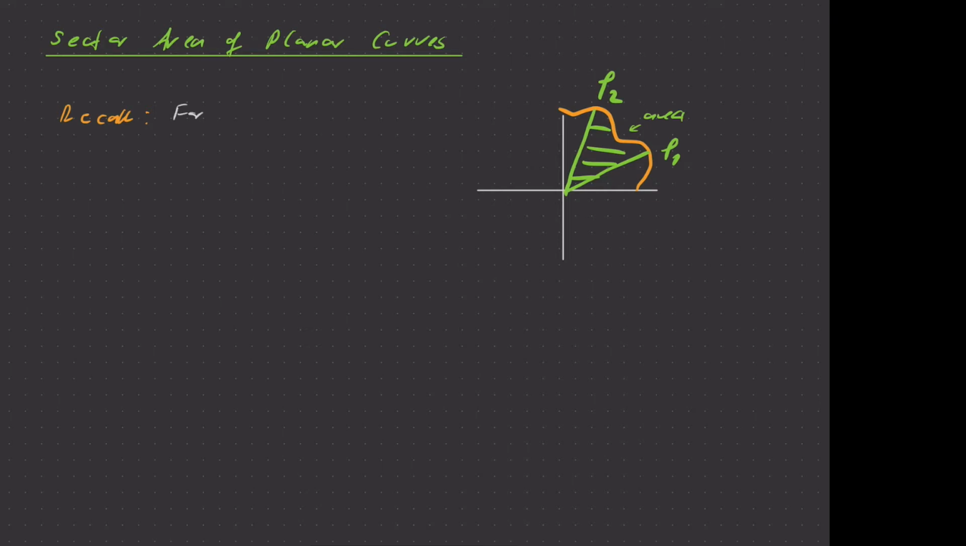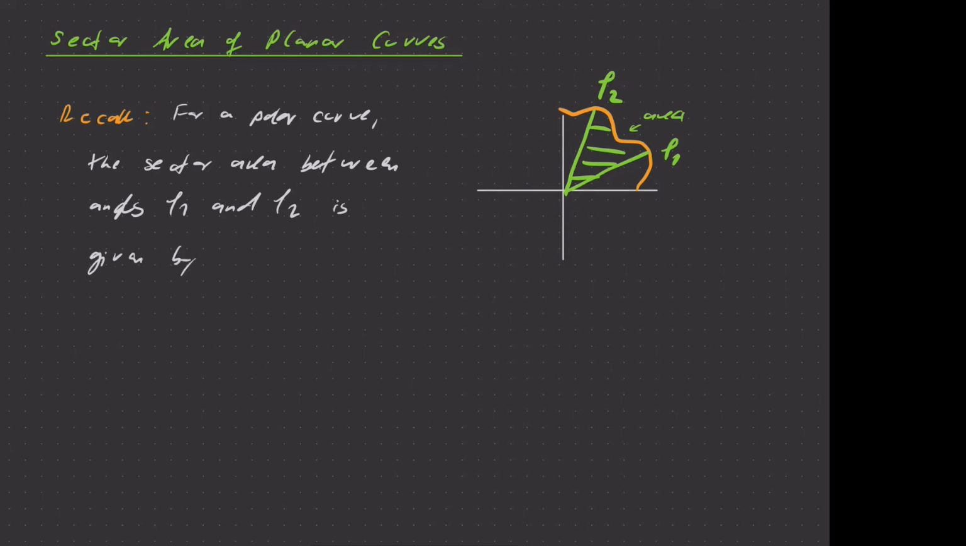So for a polar curve, the sector area between angles phi 1 and phi 2 is given by the integral from phi 1 to phi 2 over 1/2 times the radius as a function of the angle phi. That's what defines the polar curve, squared, d phi.